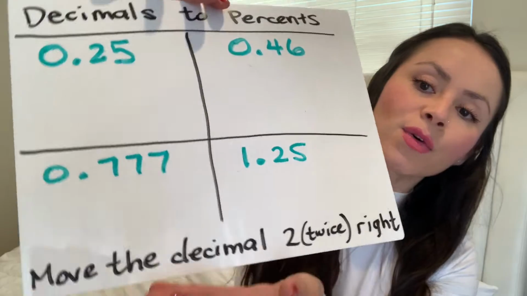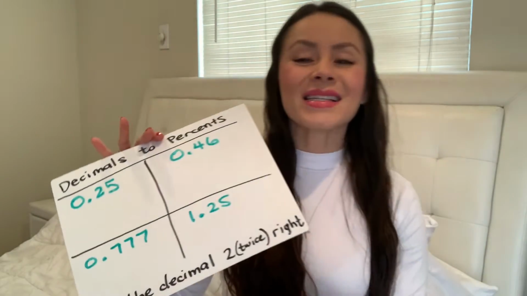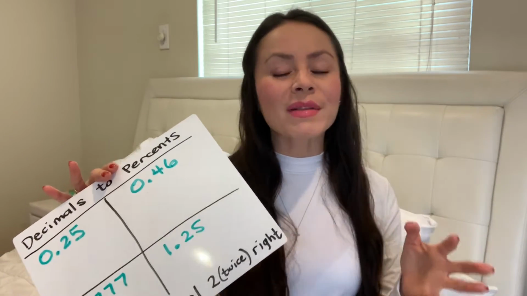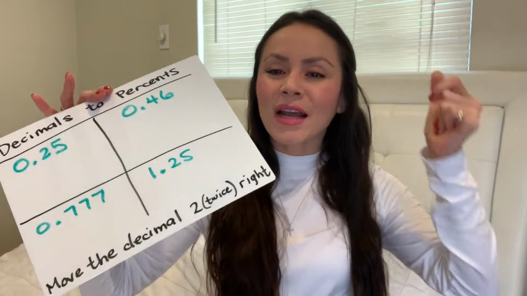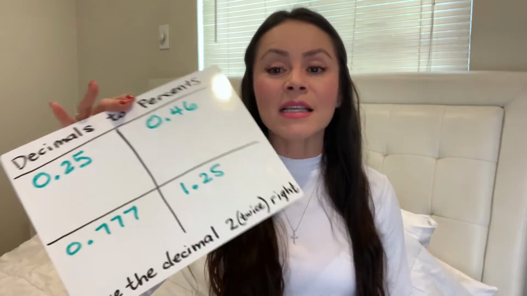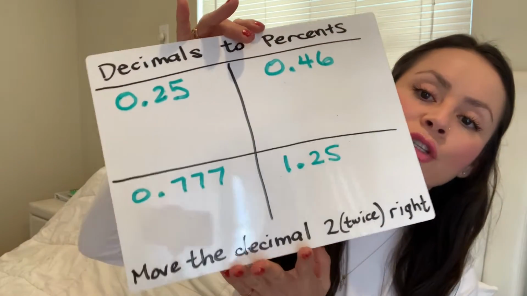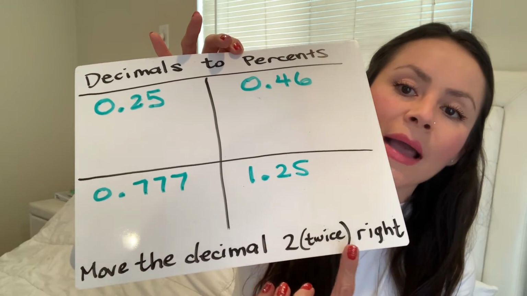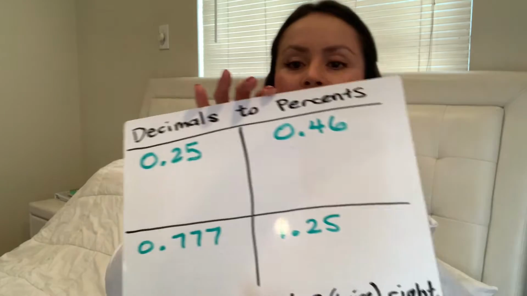So if you notice the rule here, and this is simple math because me as a math teacher, I want to really explain mathematically how to do this, but I know you don't have time. Your test is going to be soon. You just got to memorize things. So this is the easiest way to memorize how to change decimals to percent: move the decimal twice to the right. So this is what it means.